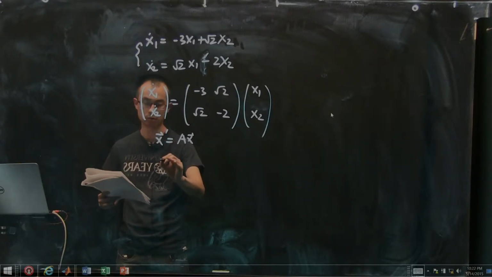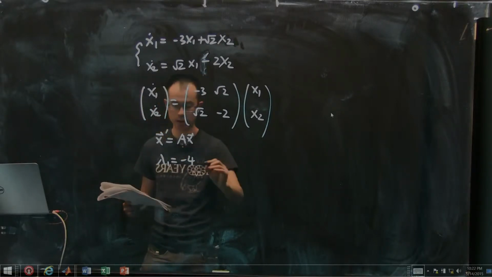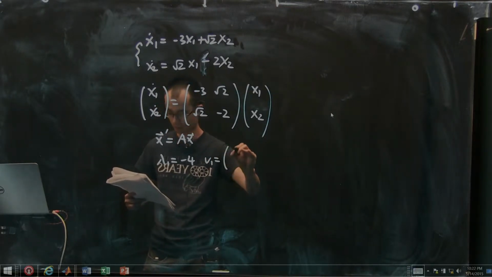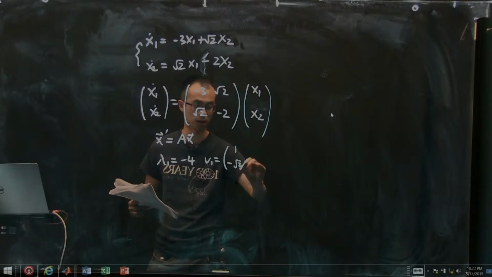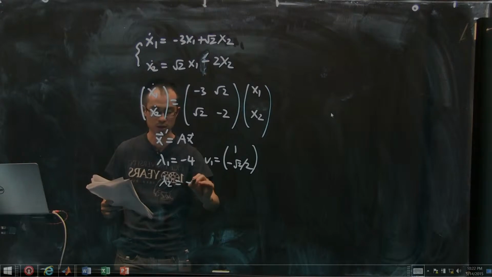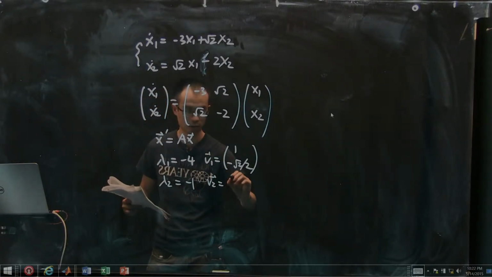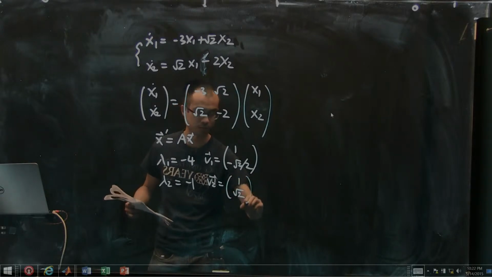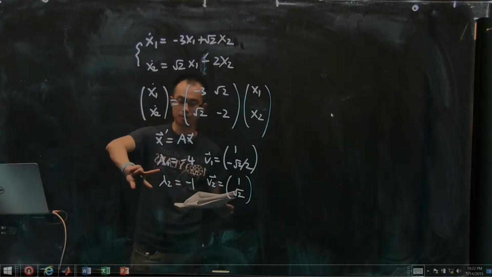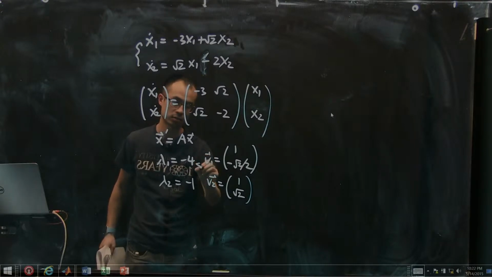There are two eigenvalues. The first one is -4, and the corresponding eigenvector is (1, -square root of 2 divided by 2). And the other is equal to -1, and V2 is equal to (1, square root of 2). Okay? And you can see for these two lambdas, they are less than zero.